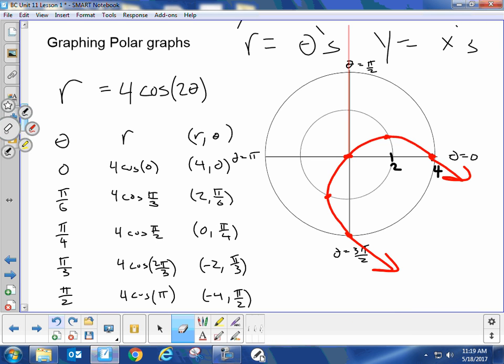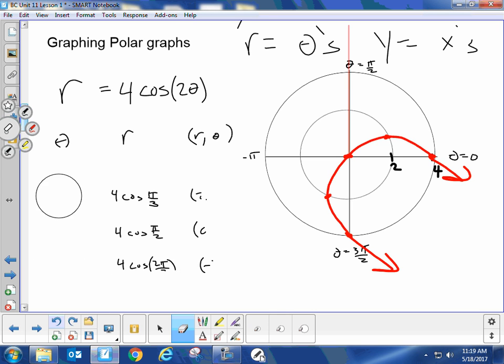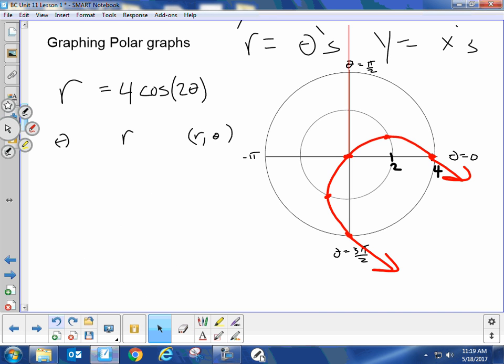But your turn. Let's pick some more angles and get some more points. Why don't you guys start plugging in 2 pi over 3, 3 pi over 4, 5 pi over 6, and pi. Go. Find the radiuses and plot those points and see where the graph takes us.